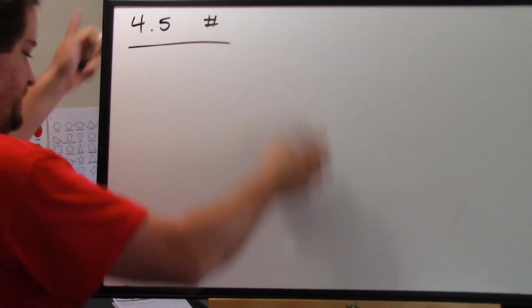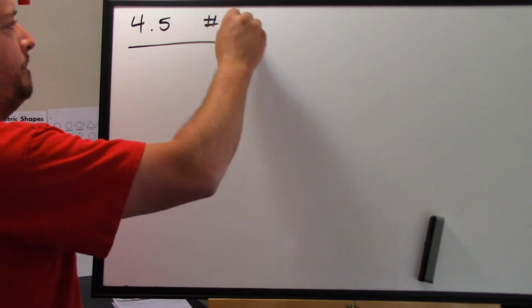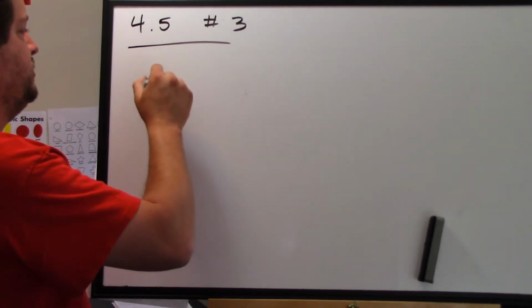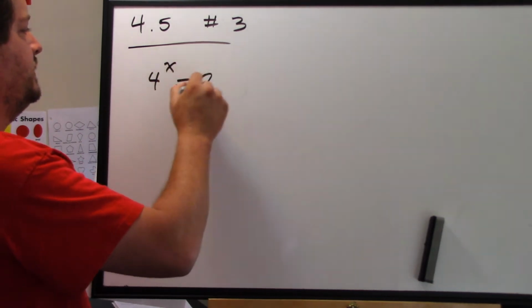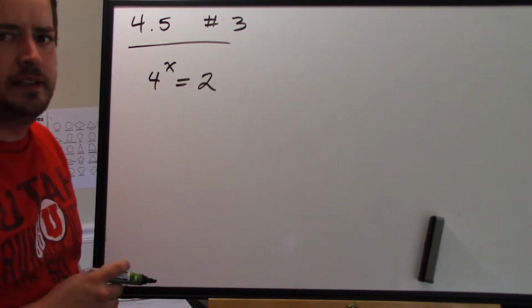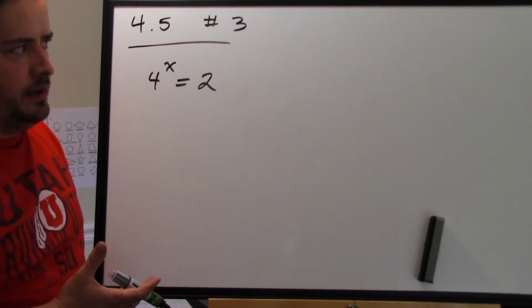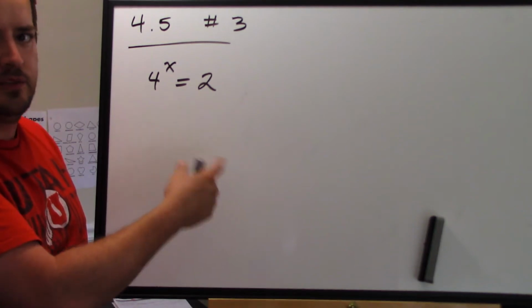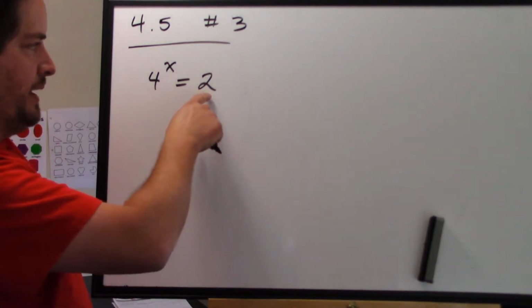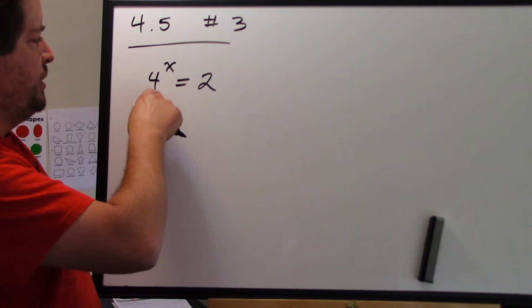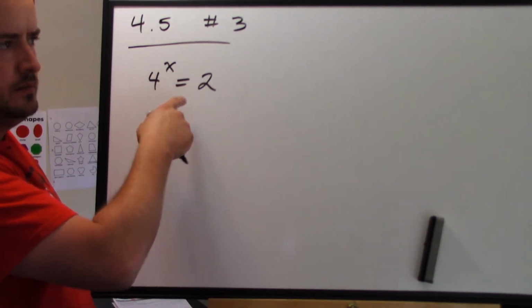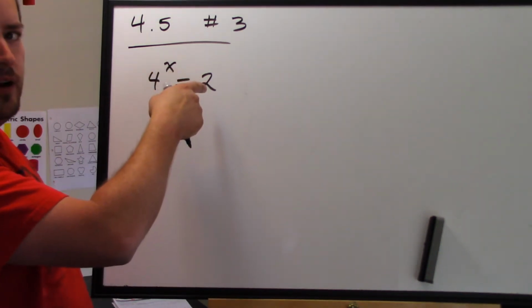Let's take a look at number 3. Okay. 3 is 4 raised to the x equals 2. Same question, solve for x. And so we again want to do the same thing. We want to rewrite both sides as the same base raised to some power. Obviously the right hand side is 2 to the 1, but I can't write 2 to the 1 as 4 to some power, but I can write 4 as 2 to a power, right?